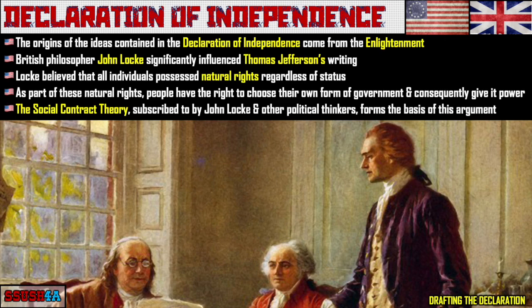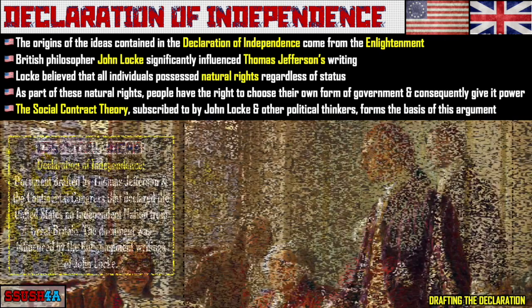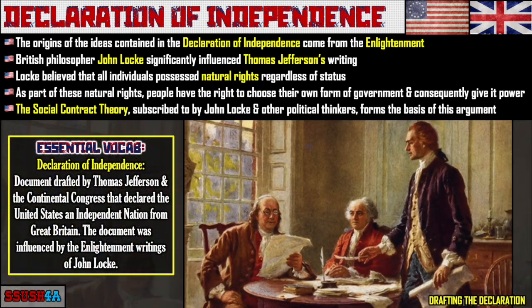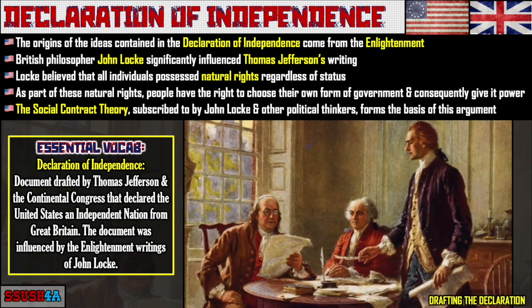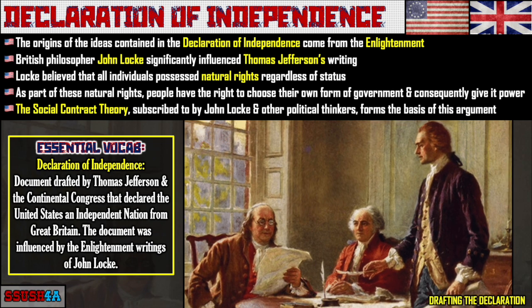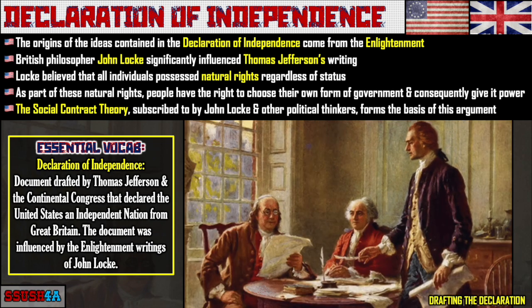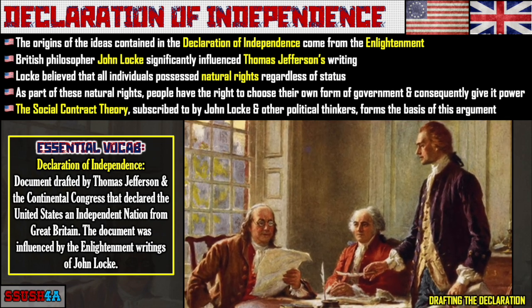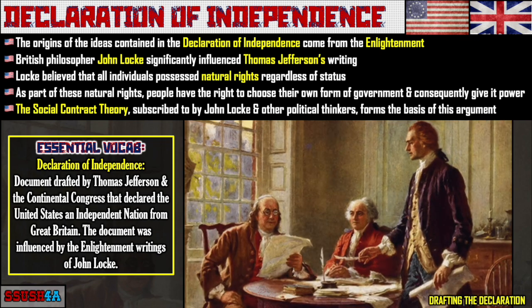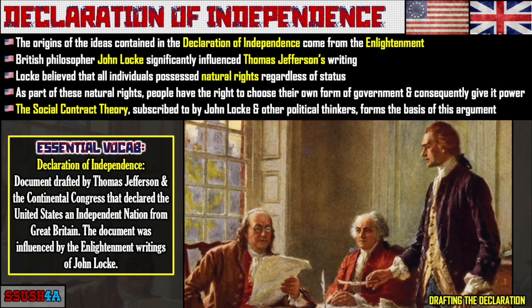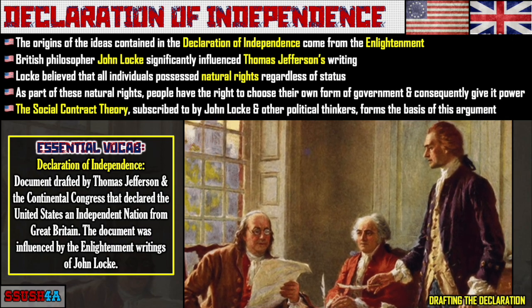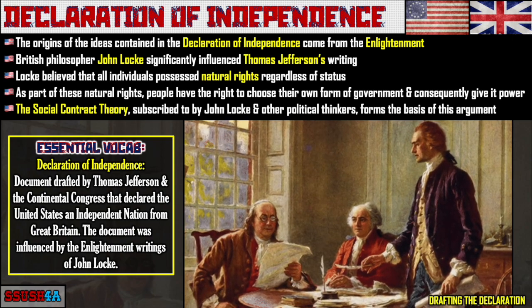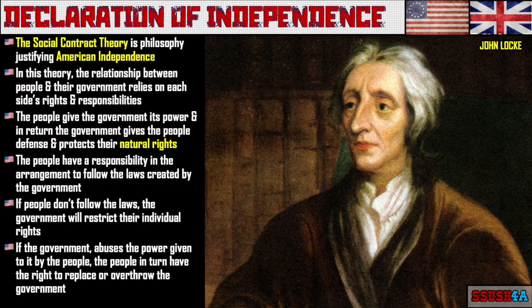The origins of some of the ideas contained in the Declaration of Independence come from the Enlightenment. The British philosopher John Locke significantly influenced Thomas Jefferson's writings. Locke believed that all individuals possessed natural rights, regardless of status. As part of these natural rights, people have the right to choose their own form of government and consequently give it power. The social contract theory, subscribed to by John Locke and other political thinkers, forms the basis of this argument. The social contract theory is the philosophy justifying American independence.